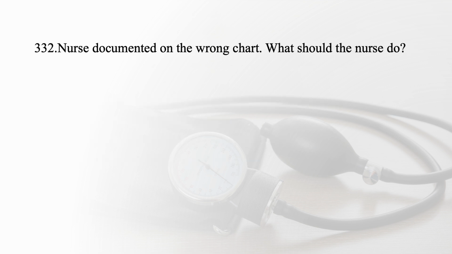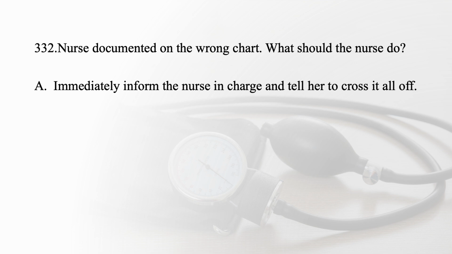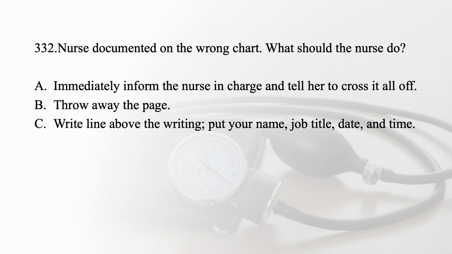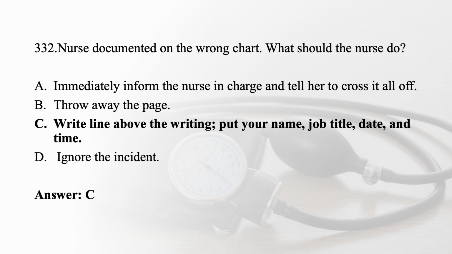Question number 332. Nurse documented on the wrong chart. What should the nurse do? Option A, immediately inform the nurse in charge and tell her to cross it all off. Option B, throw away the page. Option C, write line above the writing, put your name, job title, date, and time. Option D, ignore the incident. The correct answer is option C, write line above the writing, put your name, job title, date, and time.